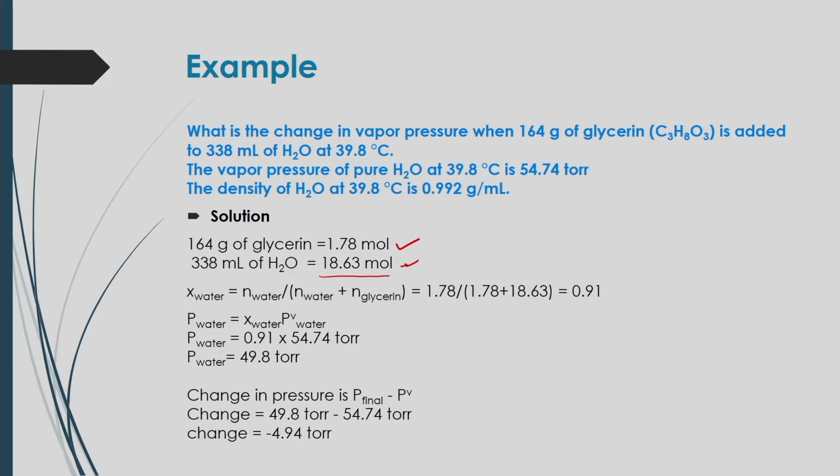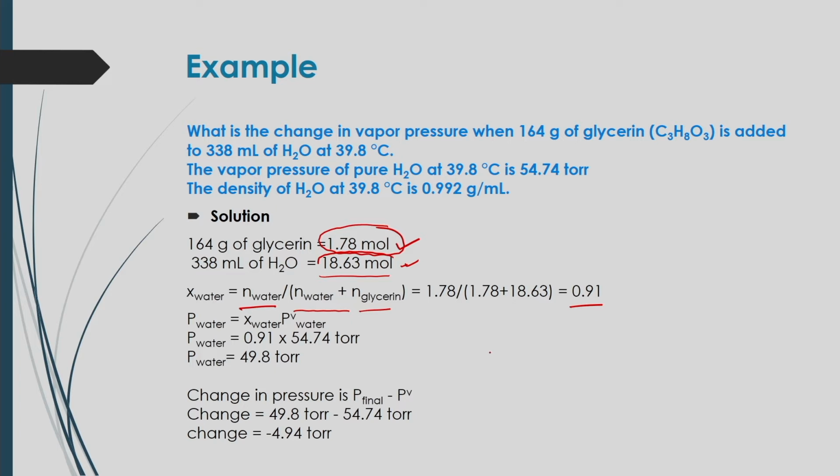After that, you have to calculate the mole fraction of water in the glycerin solution. If you know the moles of the individual components, glycerin and water, then the mole fraction of water will be the moles of water divided by the total moles of the mixture, that is moles of water and moles of glycerin. In this way, the mole fraction of water will be equal to 0.91 according to this calculation.